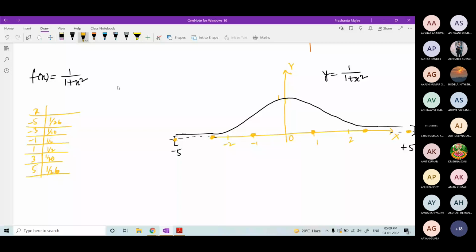Okay, after -4 it will be okay. So the graph will be something like, is it something like that, or it is something else? No, it will be below that curve.